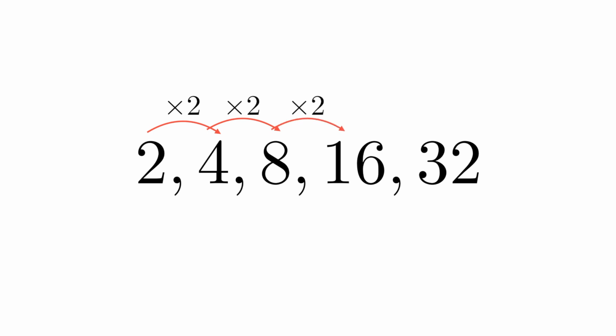For instance, the first term to the second term, 4: we'd go from 2 times 2 is 4. To go from the second term, 4, to the third term, which is 8, we multiply by 2 again. To go from 8 to 16, we multiply by 2 again.